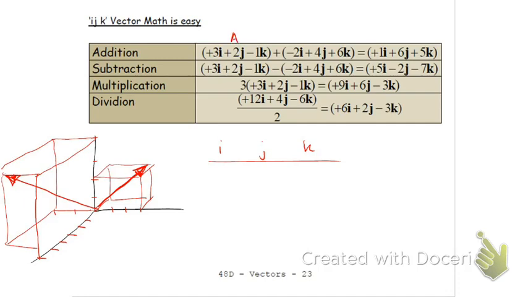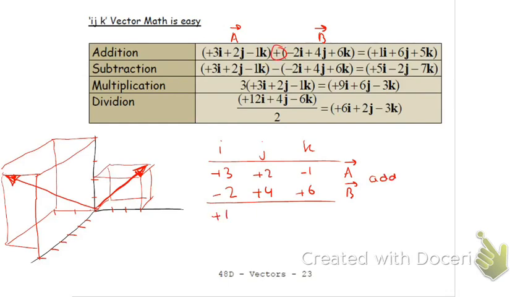I'm going to call this vector A: plus 3 plus 2 minus 1. Vector B: minus 2 plus 4 plus 6. Add them together. That's what that says. Plus 1 plus 6 plus 5. I have 1i plus 6j plus 5k, whatever it is, meters.